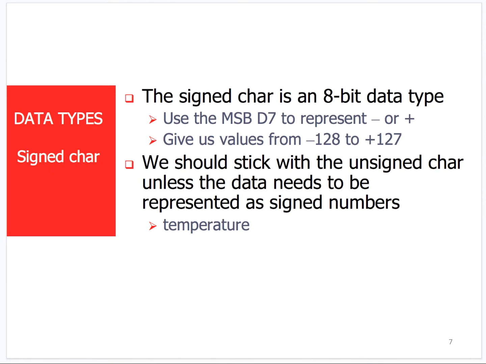Signed character, or signed char, is an 8-bit data type. It uses the most significant bit, MSB, data 7, or D7, to represent negative or positive. Signed char gives us values from negative 128 to positive 127. We should stick with the unsigned char unless the data needs to be represented as signed numbers, for example, temperature, which can be negative or positive.